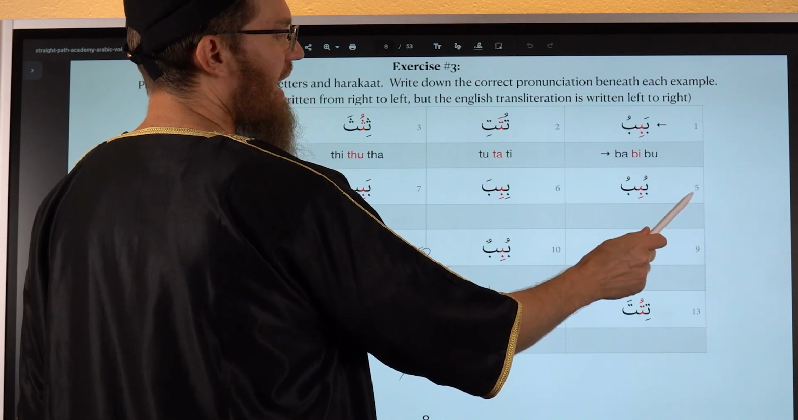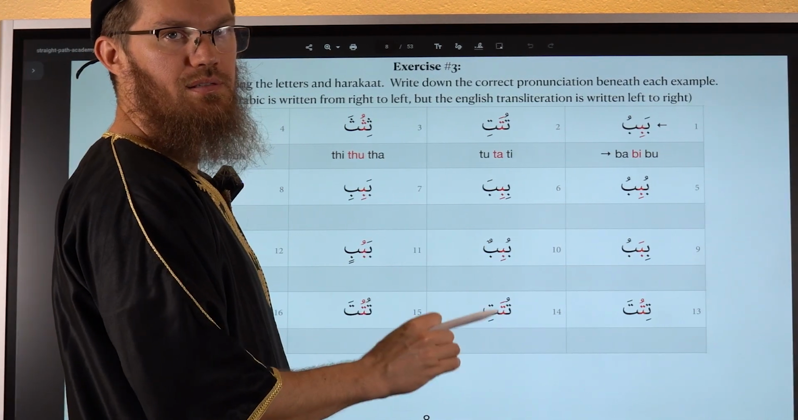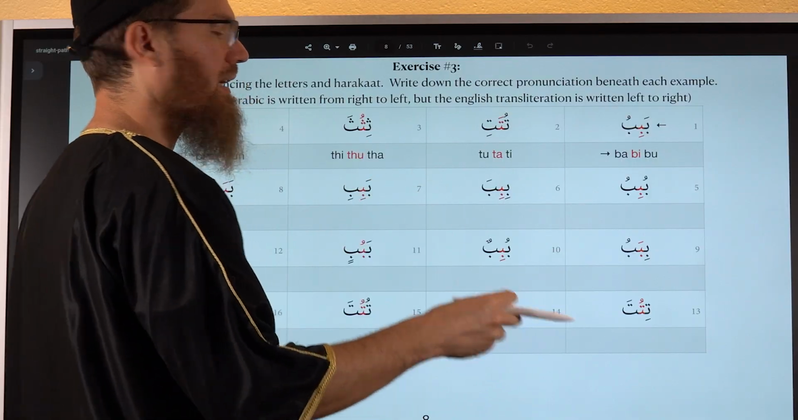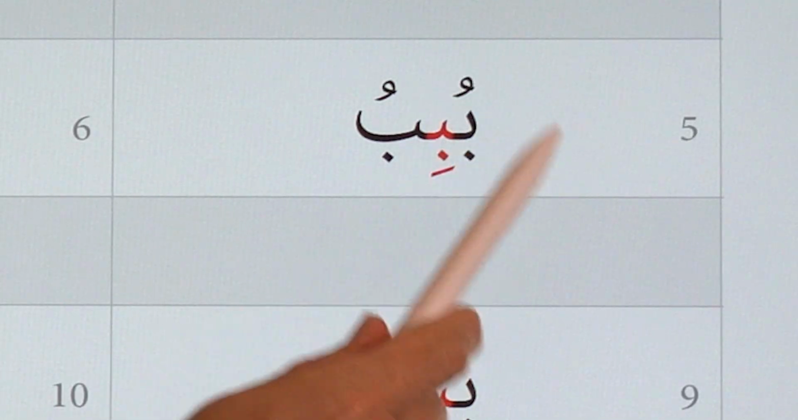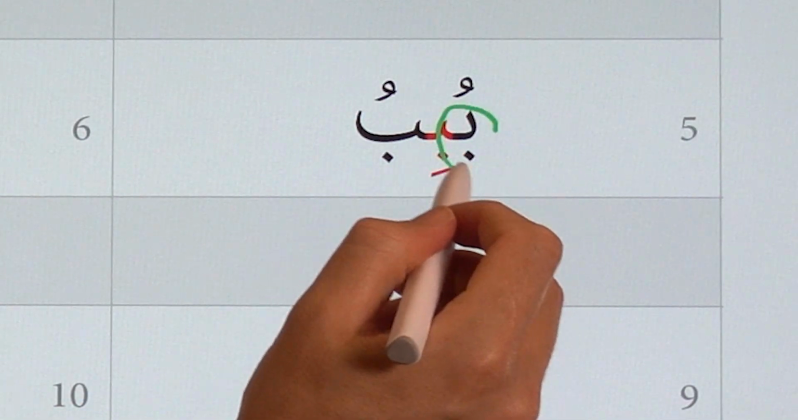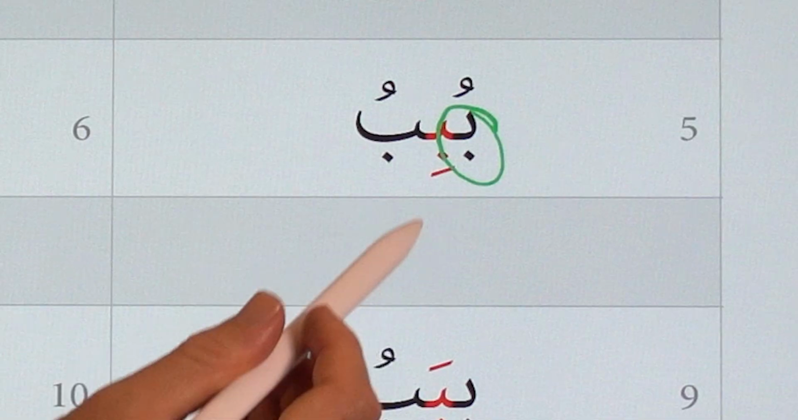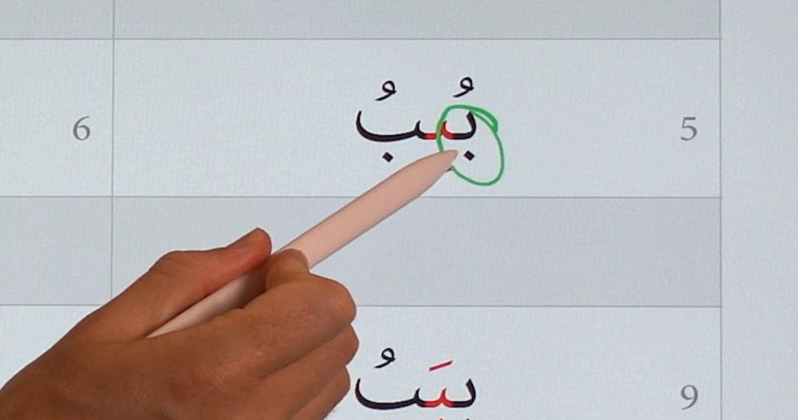So let's go to number 5 and begin completing this together. What's the first step that we do in these exercises? Step number 1, when it comes to reading, is we identify the letter. Now remember, Arabic is written from right to left, so we are going to begin on the right. Step number 1 is identifying this letter. This is, of course, the letter ba. We can tell because there is 1 dot beneath.